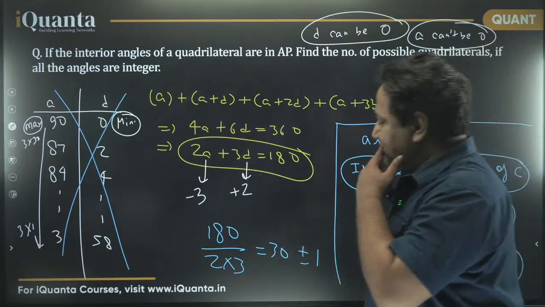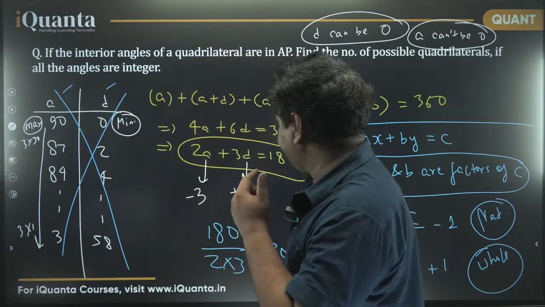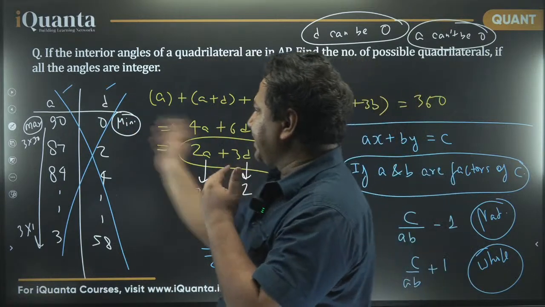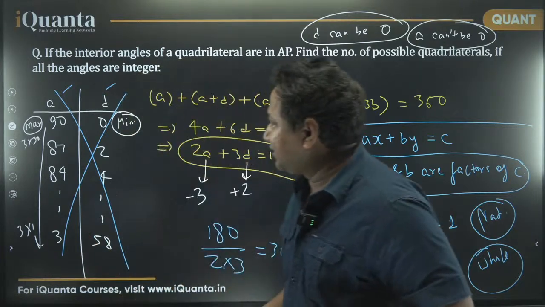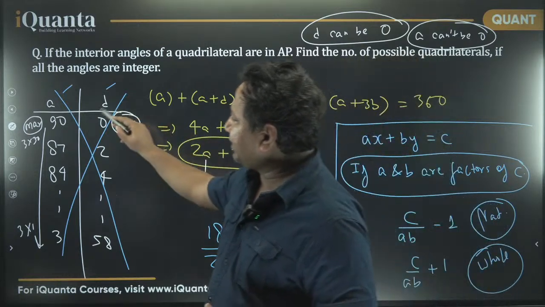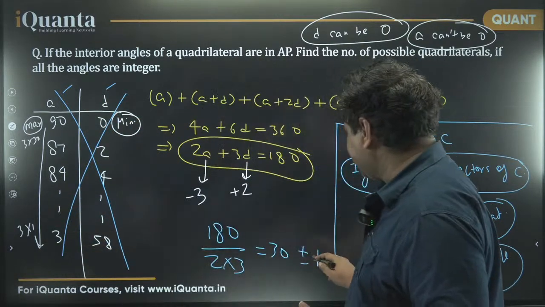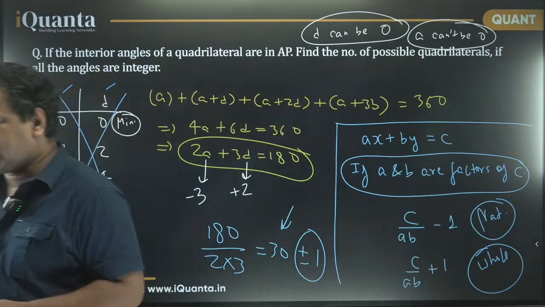The thing is, in case of whole solutions, A and D both can be 0. In case of natural, none can be 0. But in our case, we are taking whole value for D but not for A. That is why we neither subtract 1 nor add 1. Our answer is 30. Is that clear?